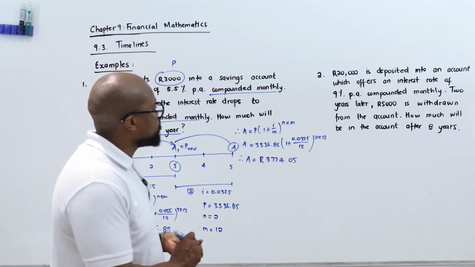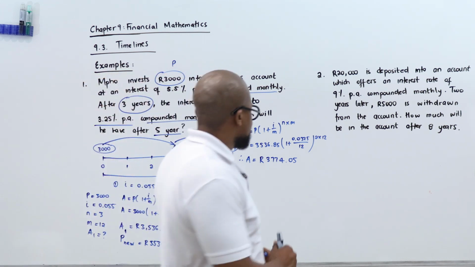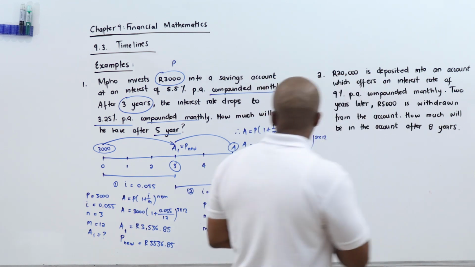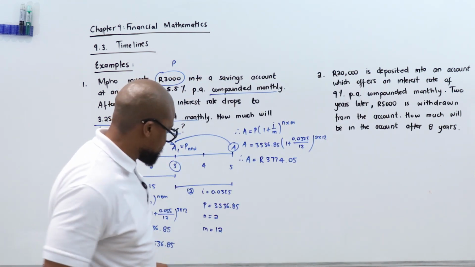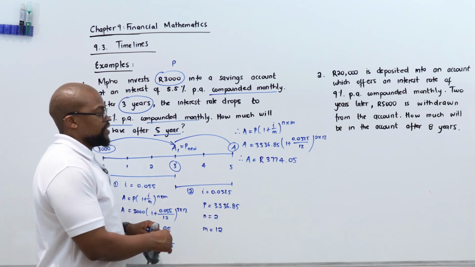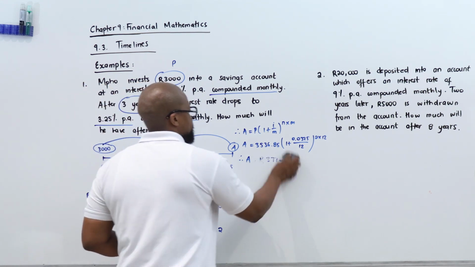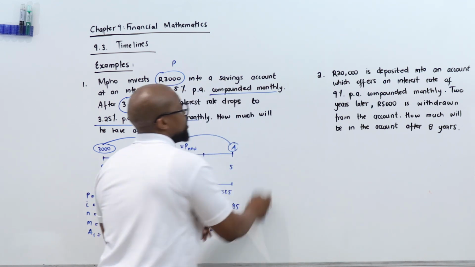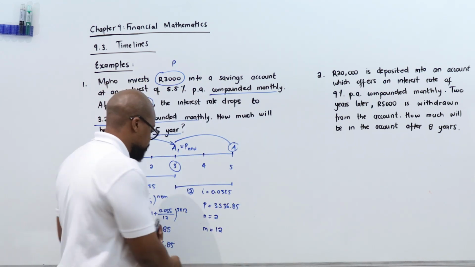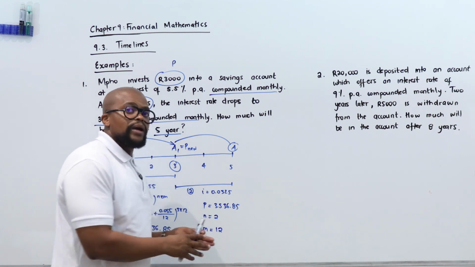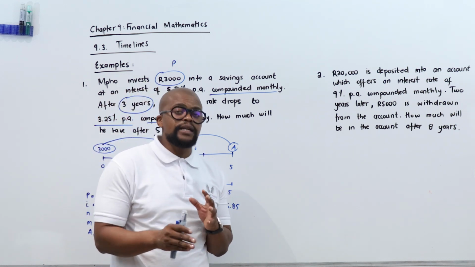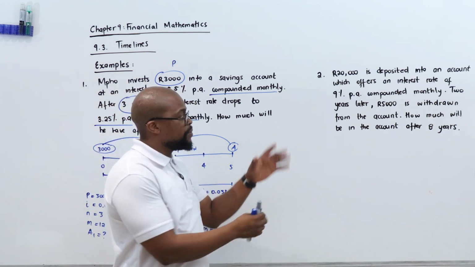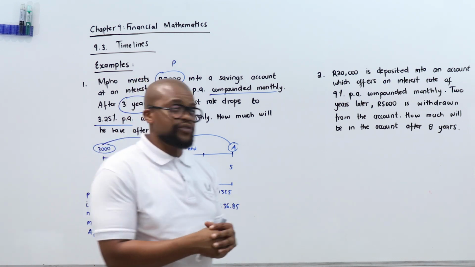So now we switch our focus to the second example, right? And this is the second example. Obviously, you know what the answer is here, so I'll just delete this part, 3,774.05, for space, because I need to do example 2. So now, example 2 is more concerned with withdrawals. Remember, with timelines, we are concerned with changes in interest rates as well as additions and withdrawals. So the next example focuses on additions and withdrawals, right?